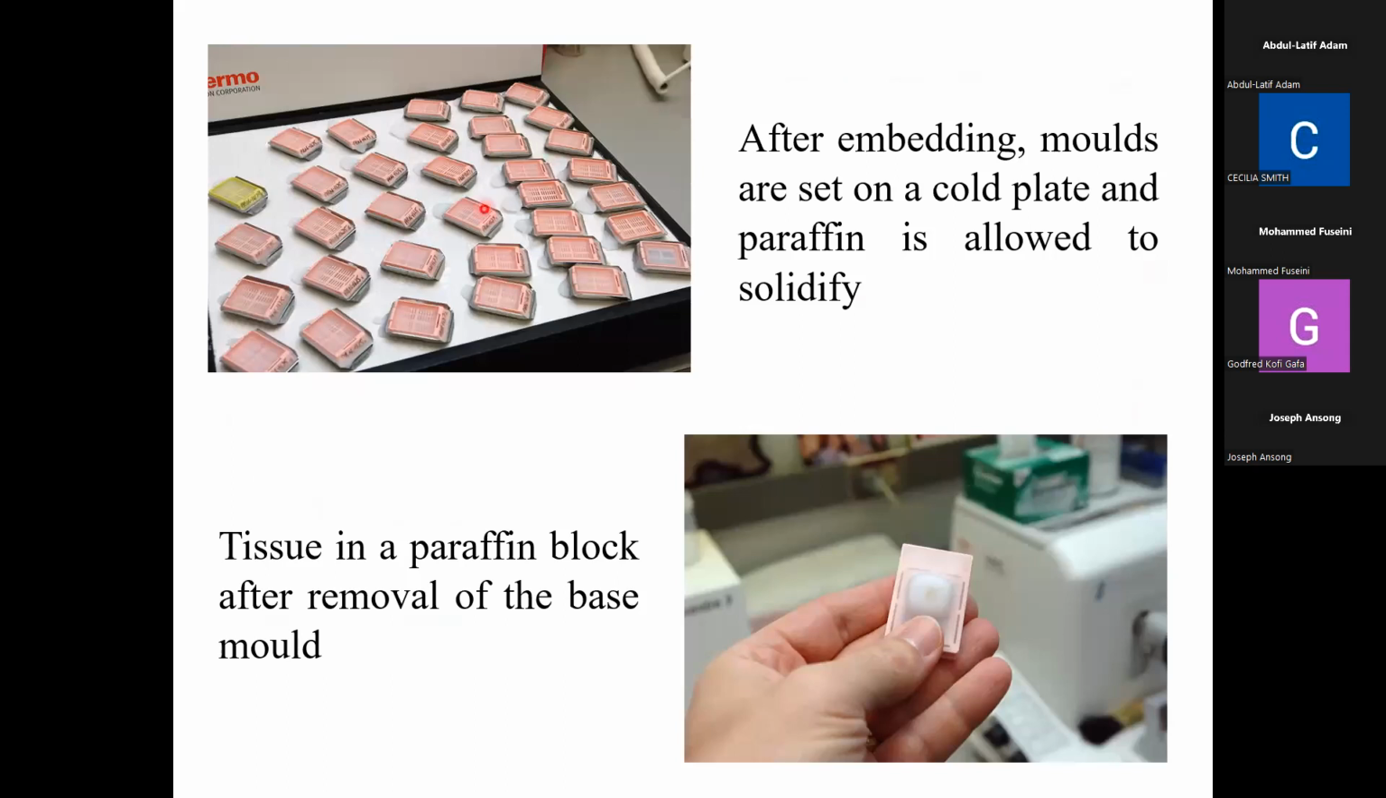So this is what you get after embedding. So you get your mold with your cassette. So the cassette is only the cover that you remove, but the base that contains the tissue is what you have labeled with the patient's identity or number. Okay, so that cassette goes with the sample until it is stored. Okay, so you use that to do the embedding.